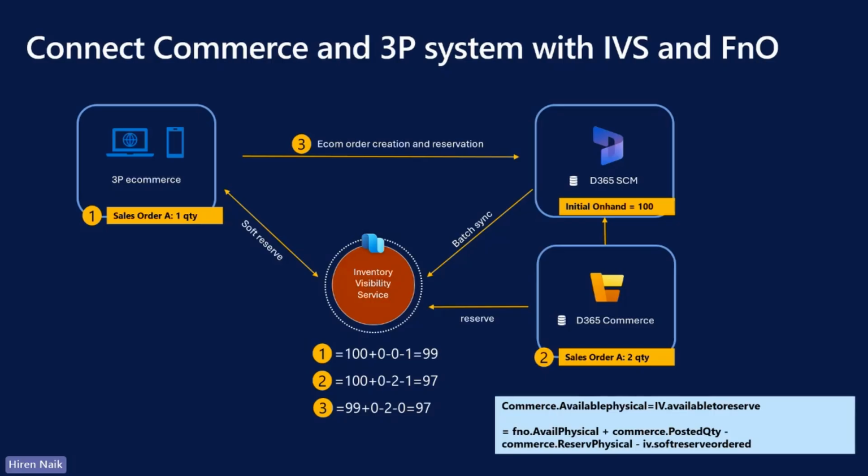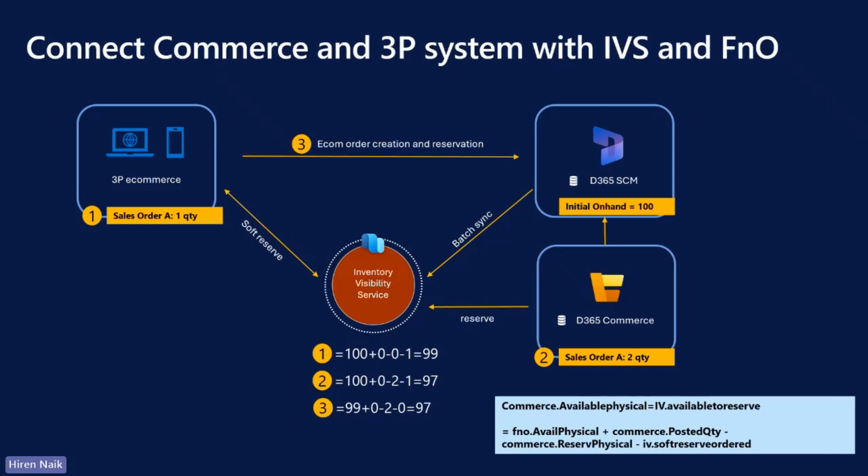So F&O available physical now is 99 quantities, plus 0 minus commerce reserve physical, which is still 2, and then minus 0 from IVS soft reserve ordered, because that has already been offset back to 0. So the quantity is still correct even after offset. You can see it's 97.